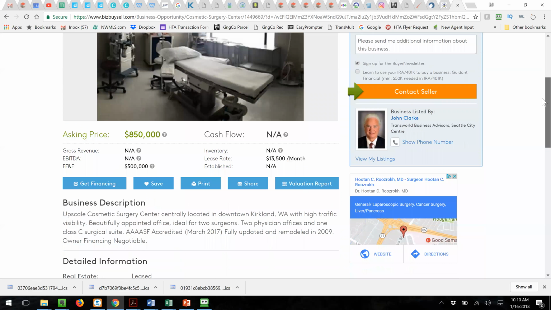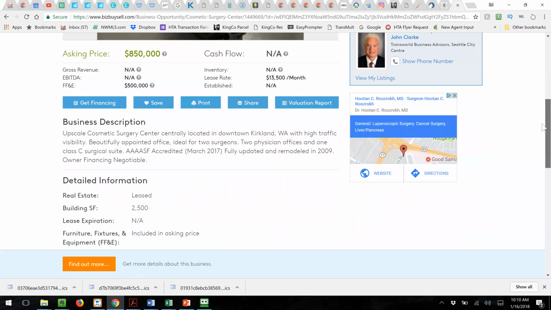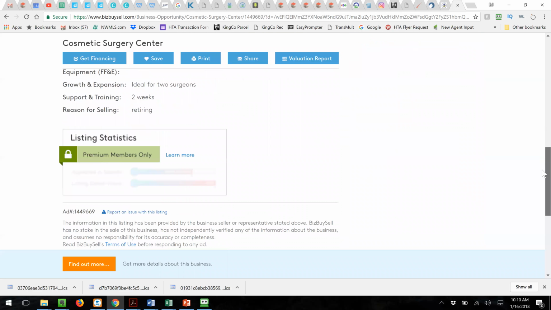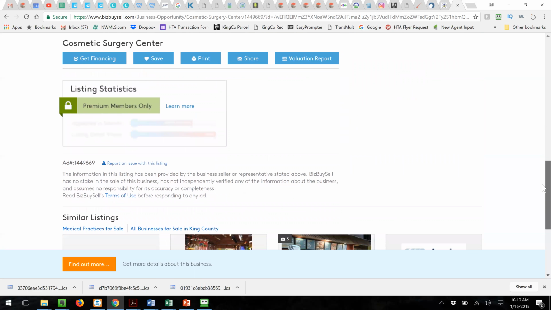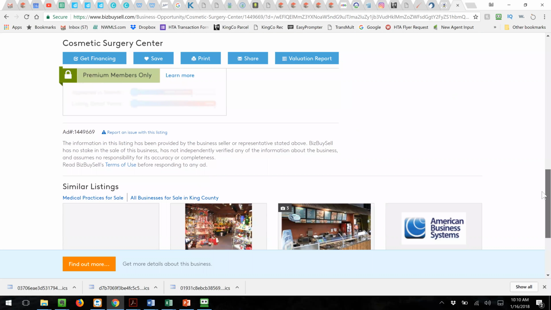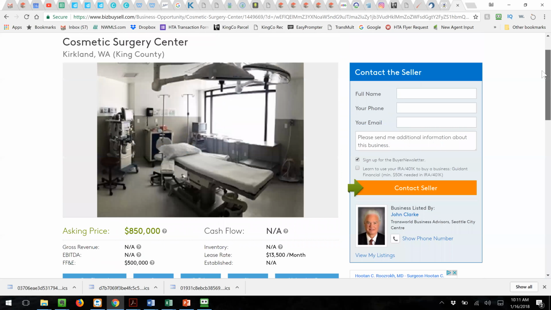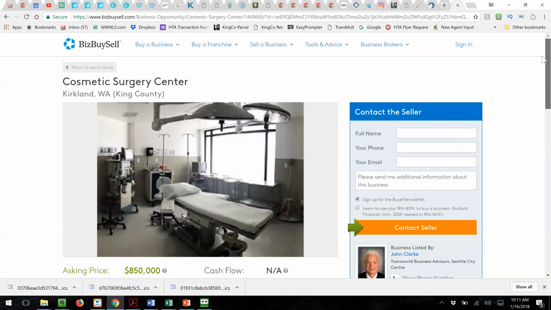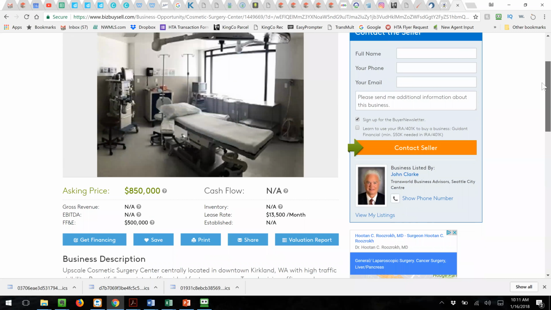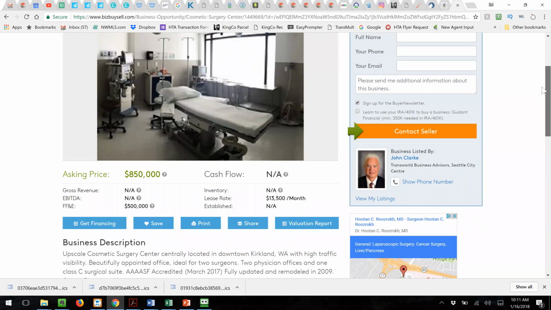If you look at it, there's no listing number. There's no listing agency. The information in this listing has been provided by the business seller or representative stated above. So if they don't post it, would you just randomly pick what you want your portion of the commission to be? The heck with what they have. He is the listing broker. Business listed by John Clark.